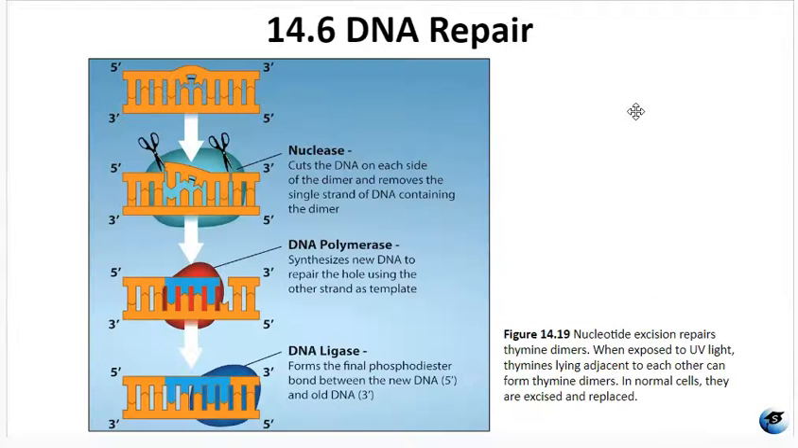Figure 14.19 shows a mutation that is caused by exposure to UV light. Basically you have thymines that are forming dimers. And in a normal cell, these would be excised by nuclease and then replaced by DNA polymerase. So these are some of your repair mechanisms. It's done by these enzymes: nuclease, DNA polymerase, and then ligase, of course, fills in the gaps.